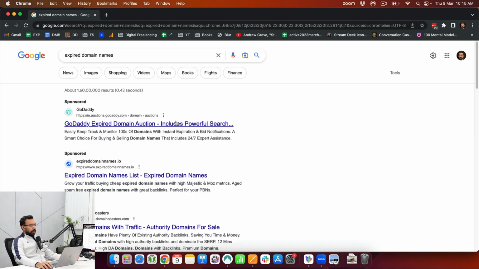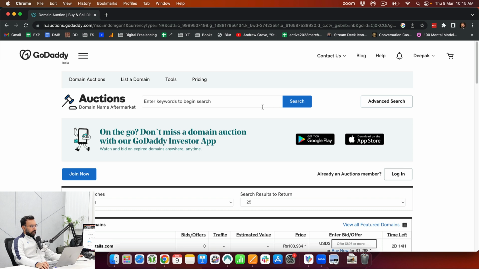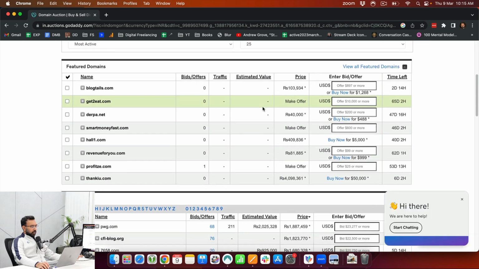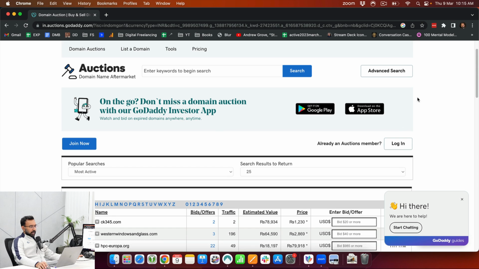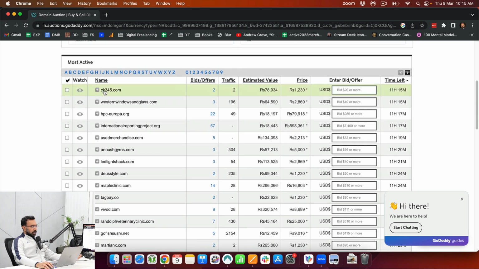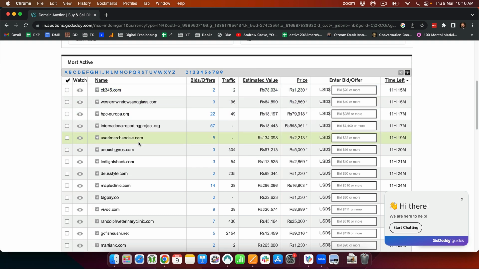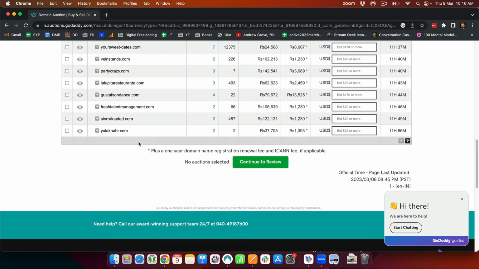So when you look at this particular website, GoDaddy expired domain name auction, there are multiple websites like that which list domain names which are about to expire. And you can see all the expiring domain names, the amount of bids or offers they have, and what is the time left for it. Like for example, ck345.com, somebody probably registered it for some project and they are letting it expire. So in 11 hours, this particular domain name is expiring. And you can just go ahead and have a look at all these domain names which are expiring right now within the next 24 hours.